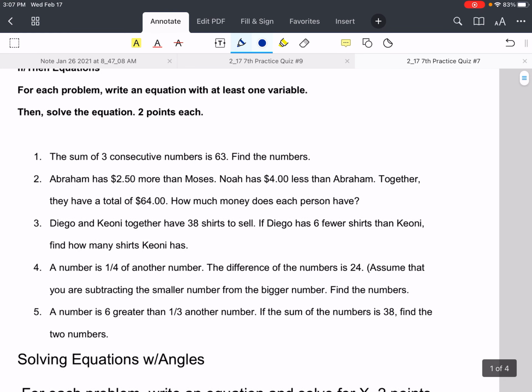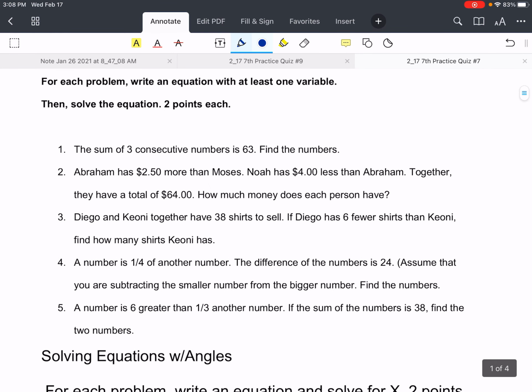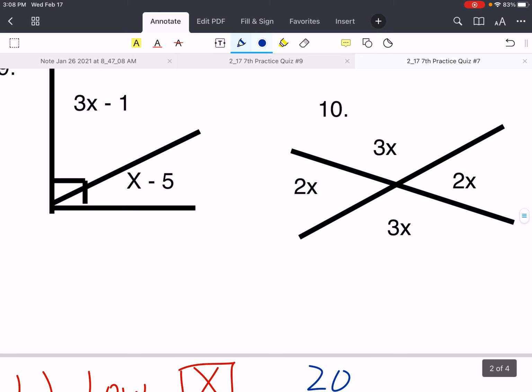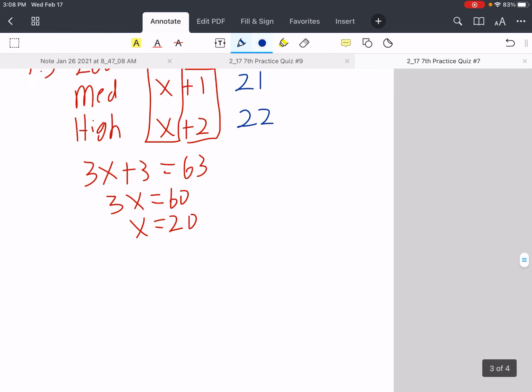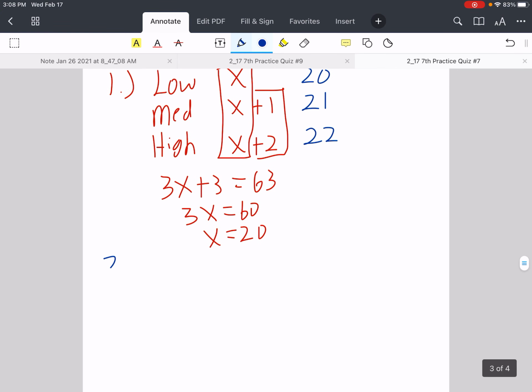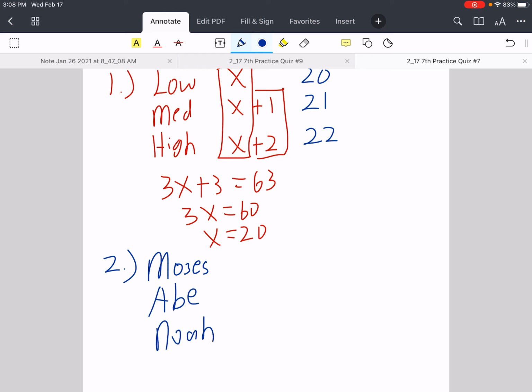Next question, number 2. Abraham, Noah, Moses. Abraham has $250 more than Moses. Noah has $4 less than Abraham. So how I would set this up, again, I apologize for the rolling back and forth. I won't have to do it the whole time. Moses, Abraham, Noah. I set Moses as x.